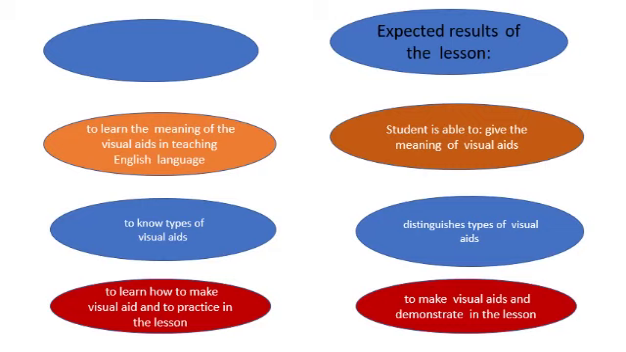At the beginning of our lesson, let's read the aims of the lesson: to learn the meaning of visual aids in teaching the English language, to know types of visual aids, to learn how to make visual aids, and to practice in the lesson. Expected results: at the end of the lesson, students are able to give the meaning of visual aids, distinguish types of visual aids, make visual aids, and demonstrate them in the lesson.